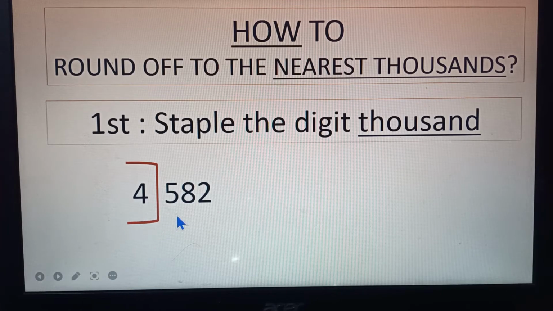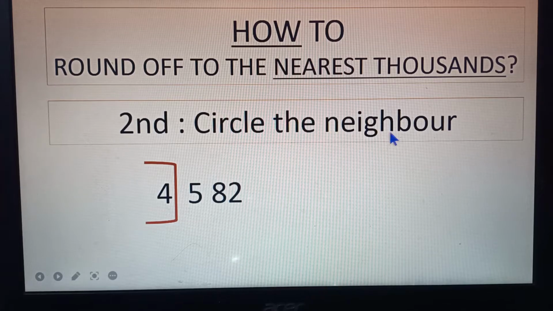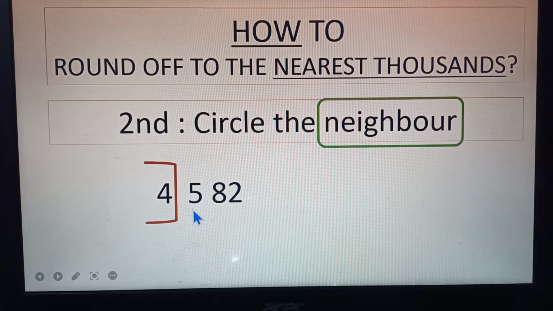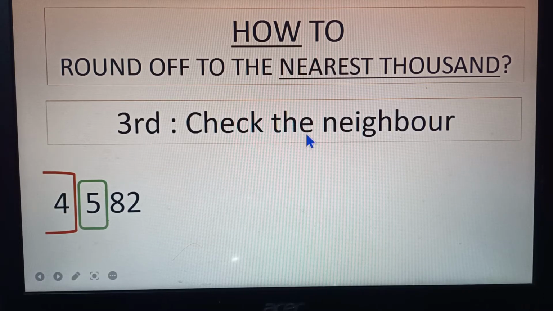Okay, and then step 2, what we're going to do next? We circle the neighbor. Still remember jirannya? After staple, jirannya ialah 5. Jirannya sebelah staple itu 5. Okay, next, after we staple the 1,000, we circle the neighbor. Next step, what do you do? Third step is check the neighbor. Check the neighbor maksudnya jirannya yang kena bulatkan tadi.